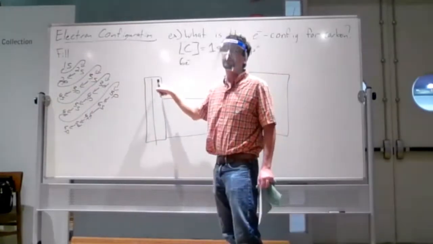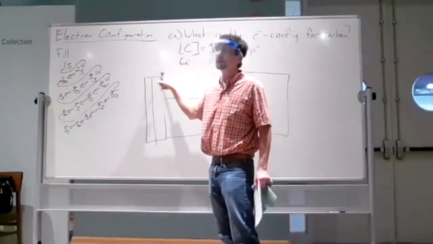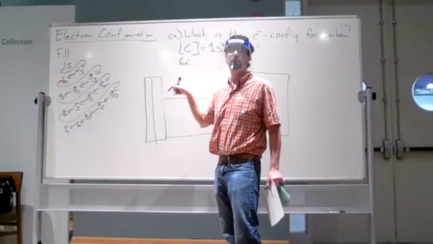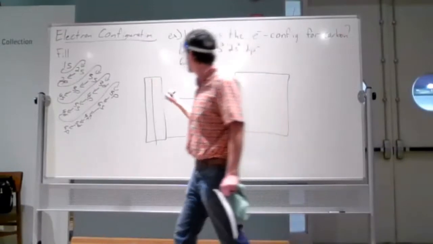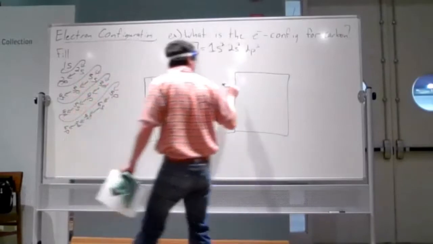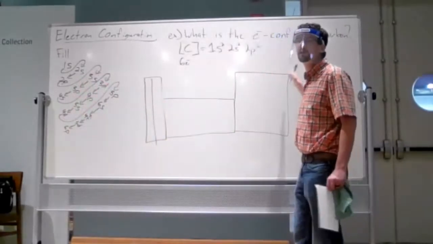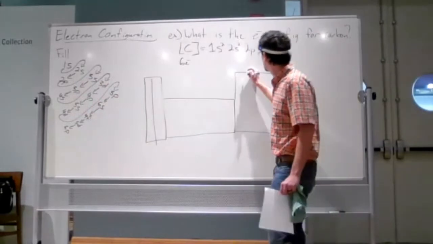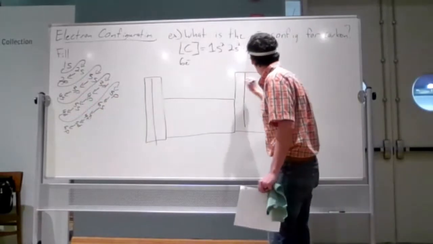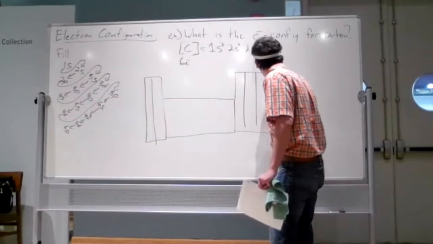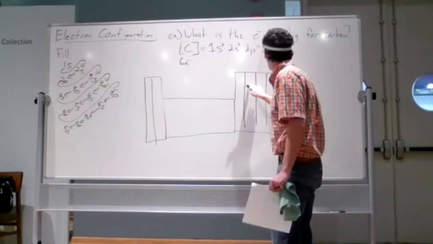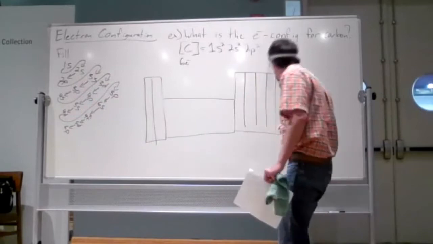How many columns are there in that first S block? There are 2. Okay. What about over in the P block? How many columns are there? 6. So 1, 2, 3, 4, 5, 1, 2, 3, 4, 5, 6.